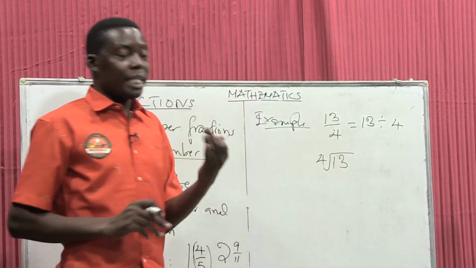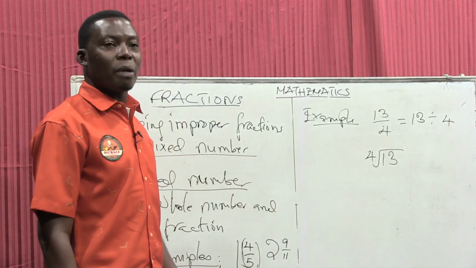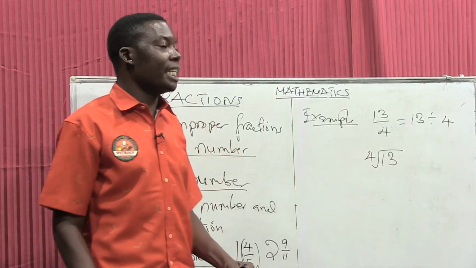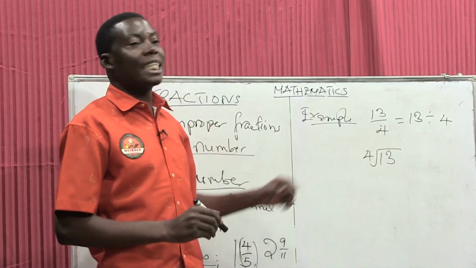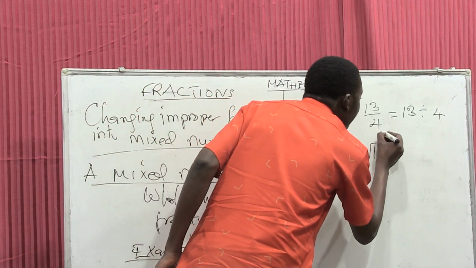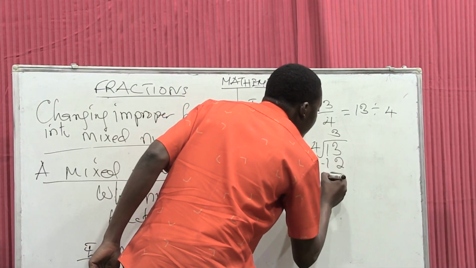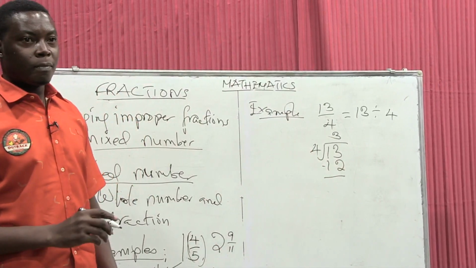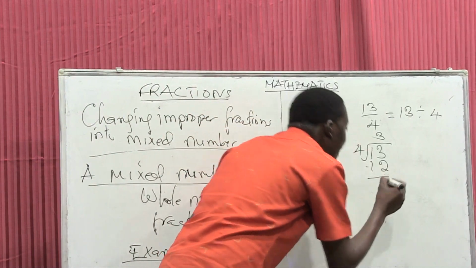4 times 2 is 8. It is not nearer to 13. 4 times 3 is 12. 12 is nearer to 13. 4 times 4 is 16. 16 has already exceeded 13. So the appropriate one is 3. 4 times 3 is 12. Then you subtract, then you remain with 1.